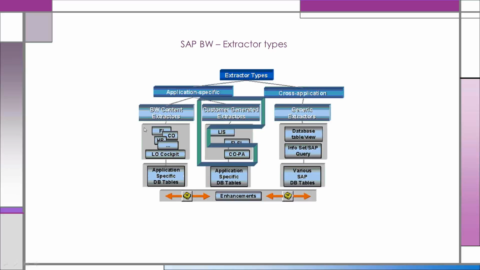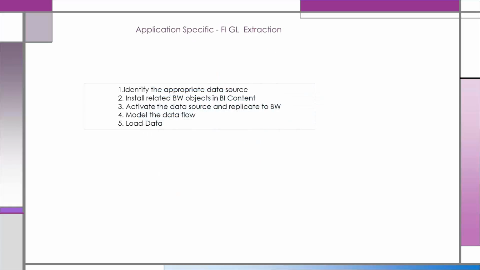Right now, I'm going to take an example of a BW content extractor, and we'll see what steps are involved in connecting ECC and BW, and what objects need to be activated for that. So the steps involved in an end-to-end implementation from ECC to BW, for example, if they give you a requirement to create a report on FI, a line item or leading ledger.